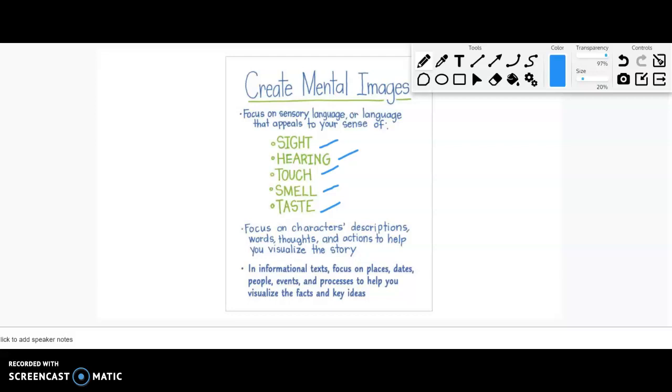It'll help you understand the facts and the key ideas, okay? Because it's an informational text. So we've got places, dates, people, events, processes. It can deepen your understanding of the text.